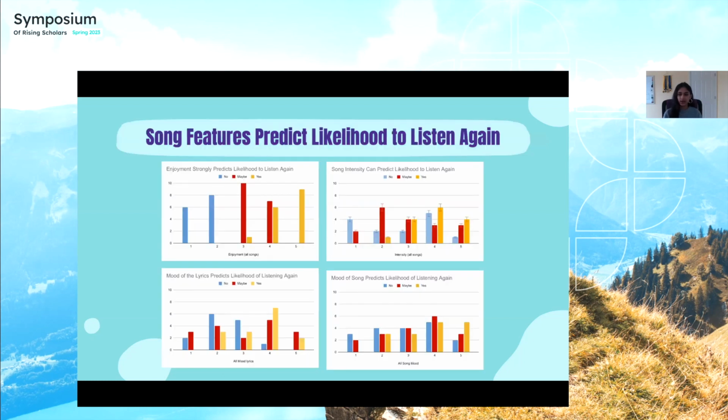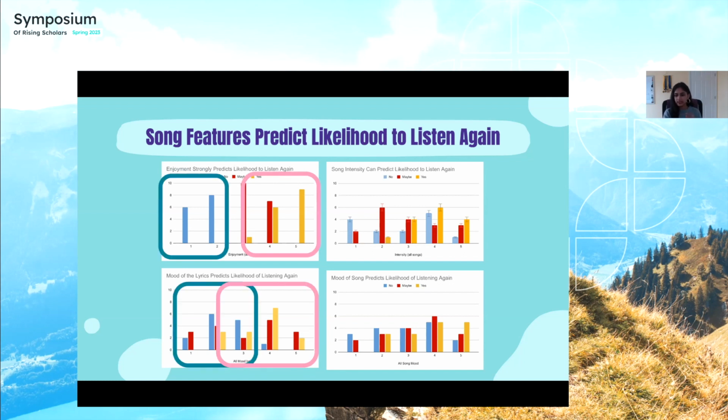Unsurprisingly, the results show that enjoyment is the biggest predictor of whether someone will or will not listen again. You can see that in the top left-hand graph. This is kind of obvious, but this was a baseline study, and that helped give us confidence in the experiment and in the data. A similar trend exists for the other three features, although it's not quite as strong. The yeses, the people who would listen again, are clustered on the right-hand side for highest mood, and the nos are all clustered on the left for lowest mood. A similar split, though less extreme, can be seen in song intensity and mood.